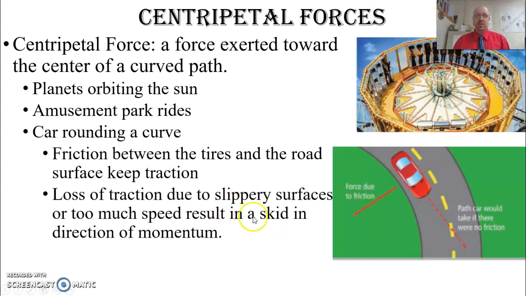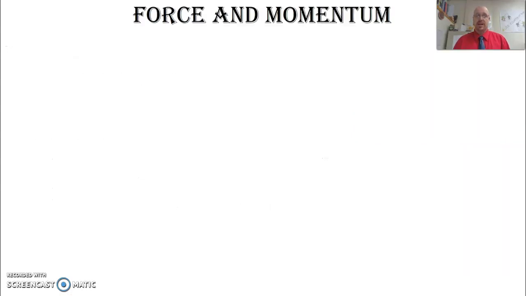All right, so again, friction between the tires and the road keeps traction. And if we lost that traction, we would go into a skid. So if it's a slippery surface or if we're traveling at too much speed and that force overcomes the force of friction because of our velocity, then we would lose traction and slide.